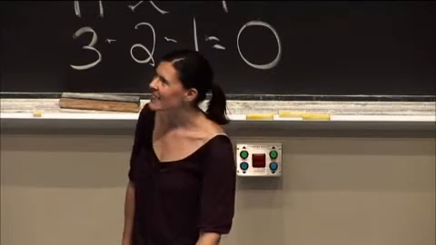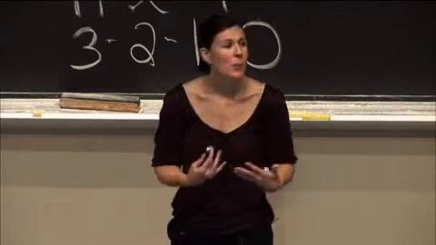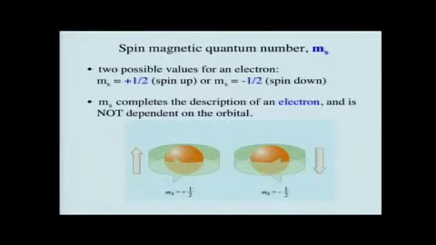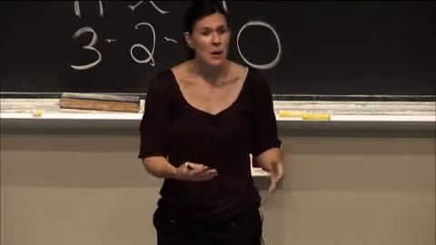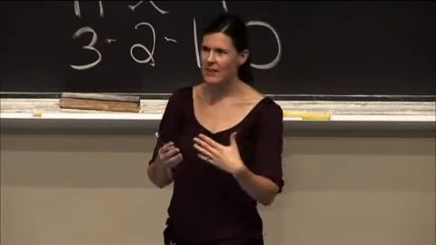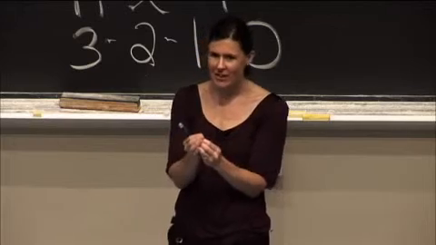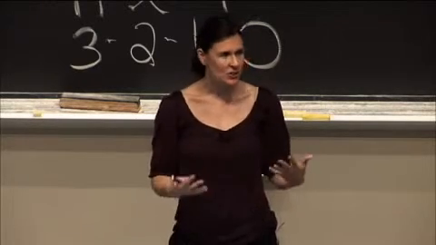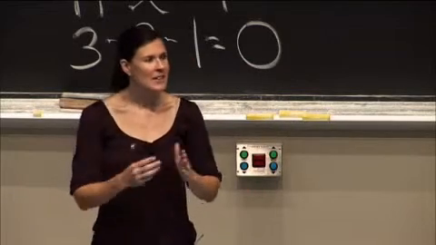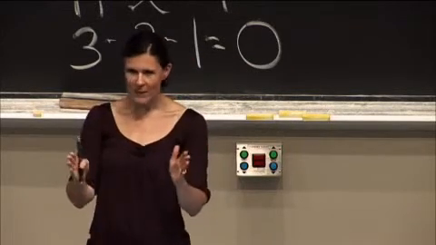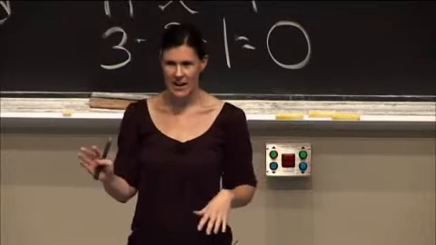But the reason that I like that analogy is that it points out a very important part of spin, and that's the idea that it's a description of the electron. It is not dependent on the actual orbital. So we can completely describe an orbital using just 3 quantum numbers, but we have this fourth quantum number that describes something about the electron that's required for a complete description of the electron, and that's the idea of spin.